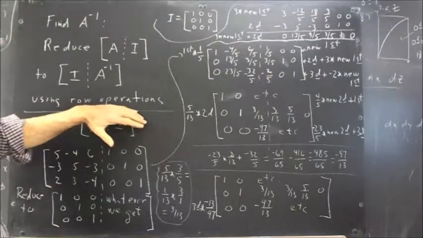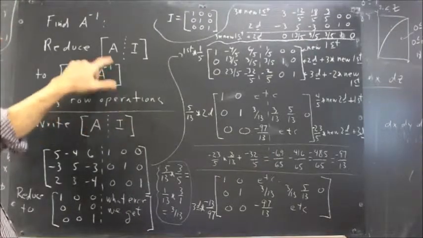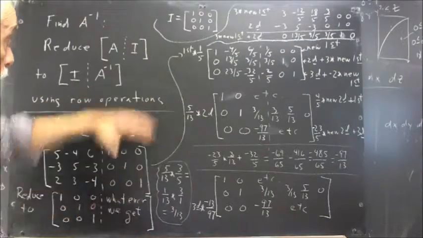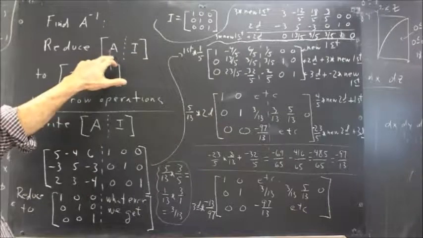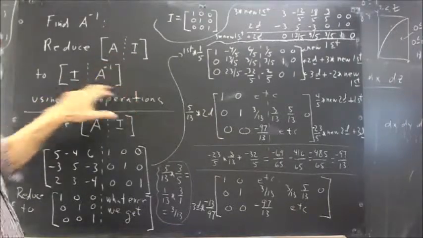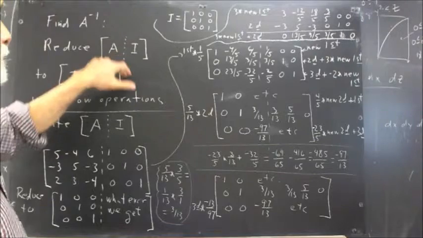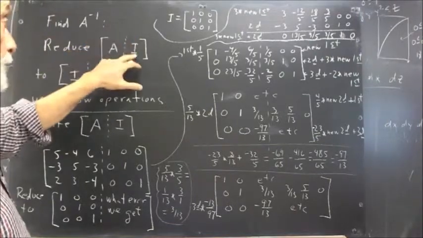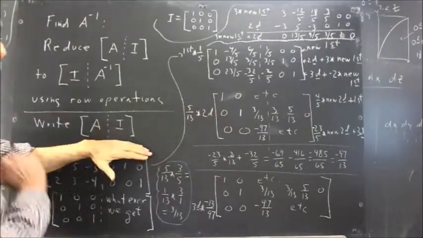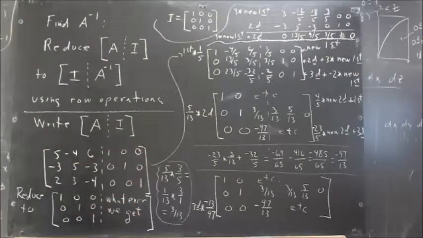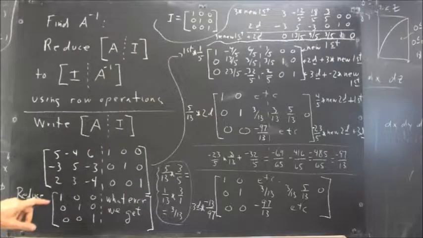Now, I asked you to write down this matrix. You should already have the A matrix written down. I want you to write this matrix, the A matrix, the dotted line, and the I matrix. Well, you should have paused and done that before you looked, but here it is. Here's the A matrix, and here's the identity matrix. Very straightforward. Now, we want to reduce this matrix to this.